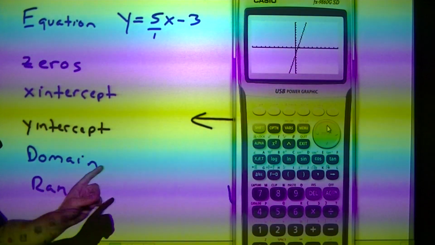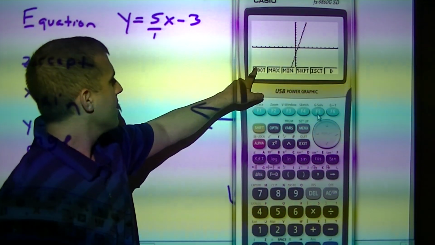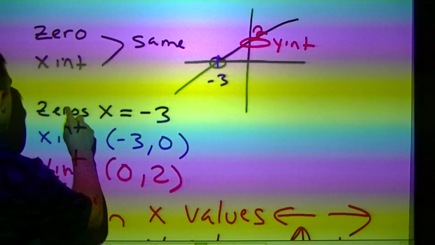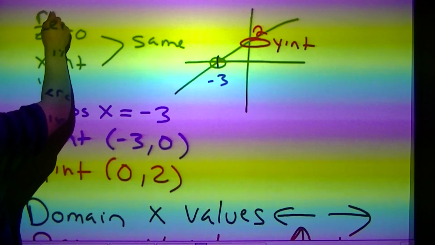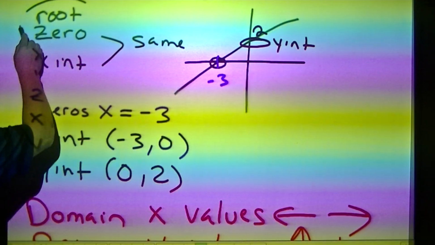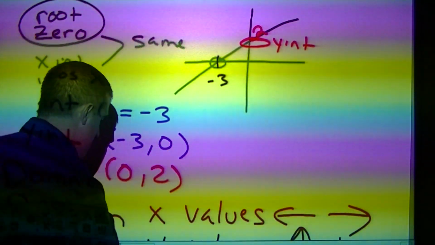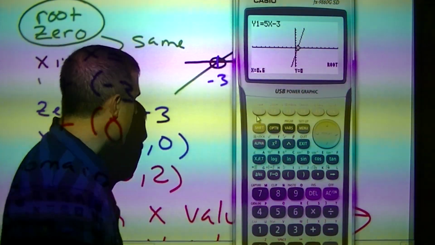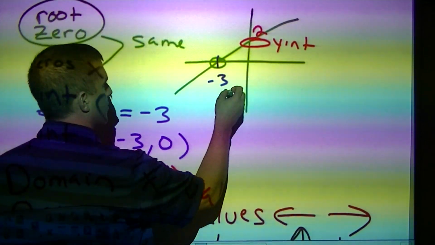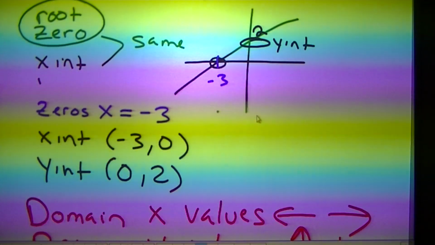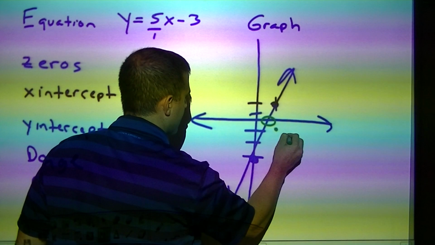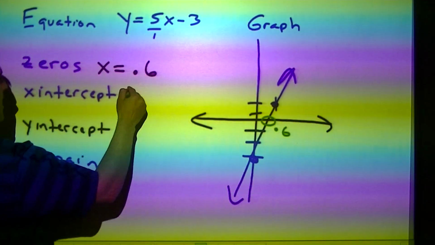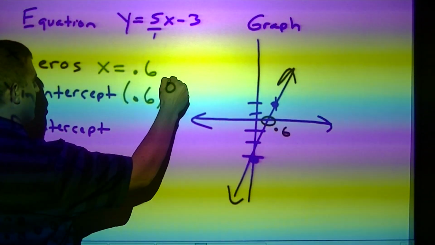Now what I can do is go to gsolve. Another word for zeros, and I'm going to put this in here as well, is root. Root and zeros mean the same thing. So if I select root, it's going to tell me that it crosses at 0.6. Right there at 0.6. So we go back, that's going to be at 0.6. Now, how am I going to write that as a zero? x equals 0.6. And as the x-intercept, it's 0.6, 0.